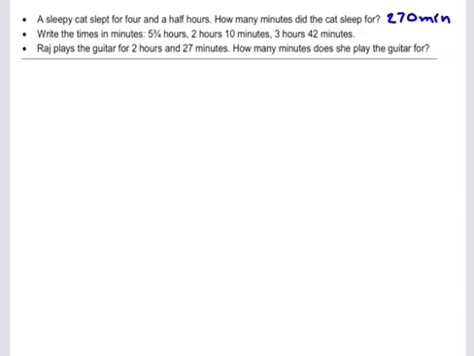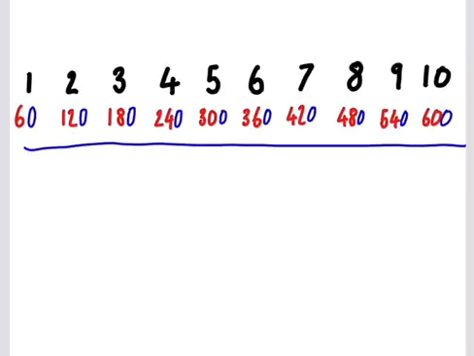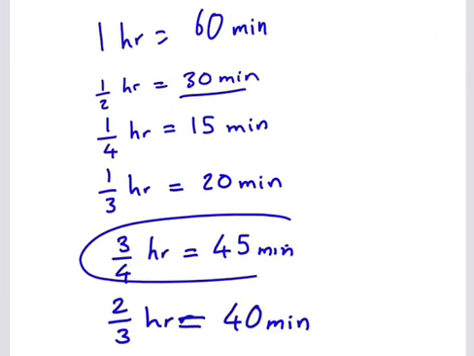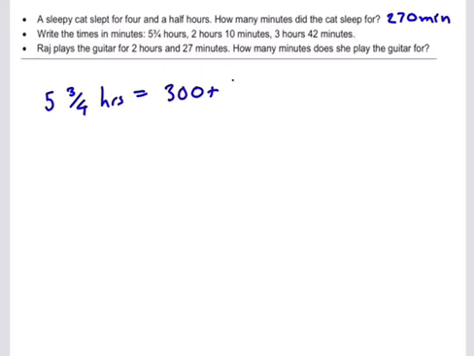Write these times in minutes. 5 3/4 hours. Okay, well, let's not draw the timeline. Let's look. 5 hours is 300 minutes. So it's 300, and 3/4 of an hour is 45 minutes. 300 add 45. Well, that's 345 minutes. Let's not forget the unit.